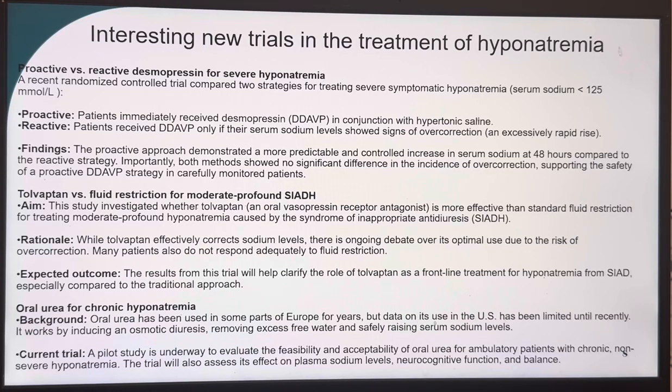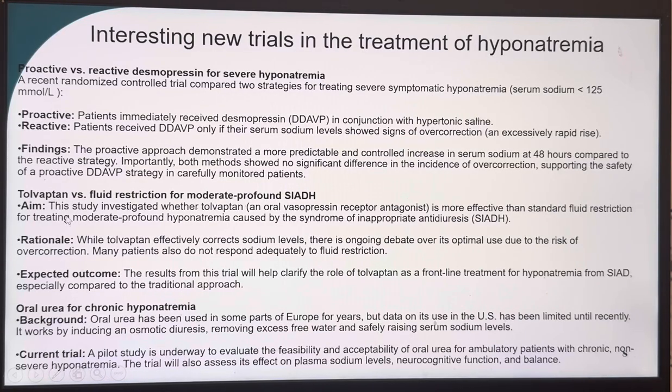The first trial that we are discussing here is proactive versus reactive desmopressin for severe hyponatremia. For severe hyponatremia, you only give desmopressin when you overcorrect, right? But here they're suggesting that if you give desmopressin along with 3% hypertonic saline, there is less incidence of overcorrection. So this study says that.